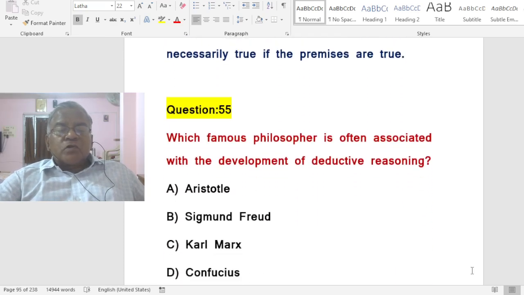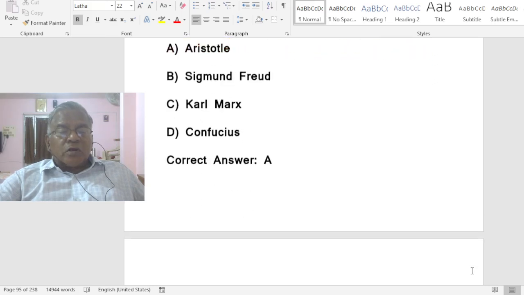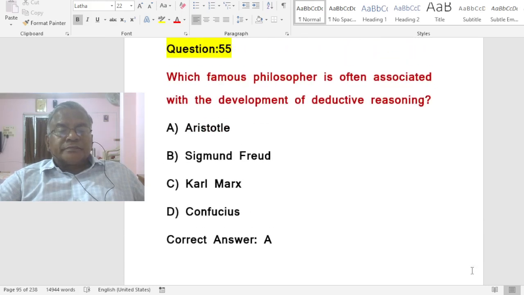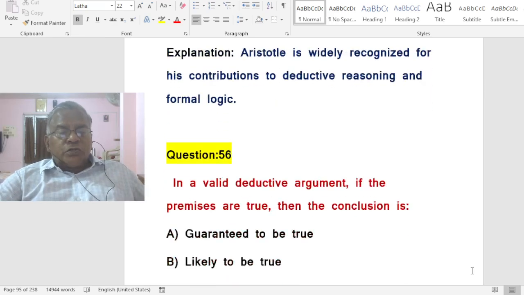Which famous philosopher is often associated with the development of deductive reasoning? That is Aristotle. Aristotle is widely recognized for his contributions to deductive reasoning and formal logic.